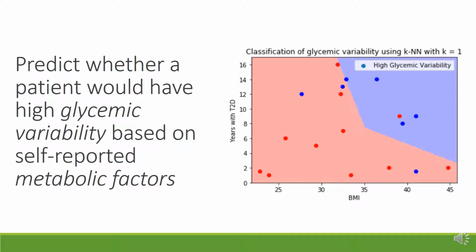We also wanted to predict whether a patient would have high glycemic variability based on self-reported metabolic factors like BMI and the number of years with the disease. Here we used the k-nearest neighbors method, and despite the small data set, it does look like those with low BMI and number of years with type 2 diabetes have low glycemic variability.